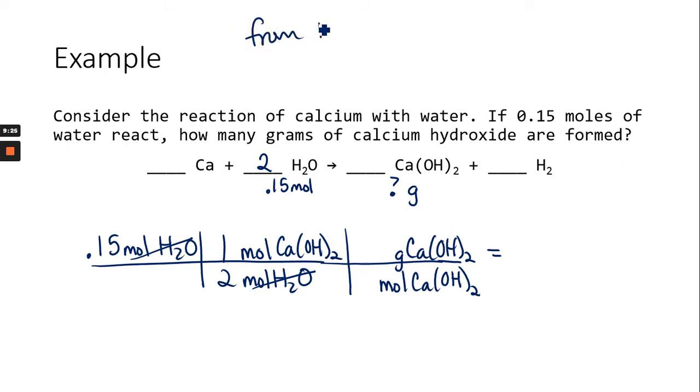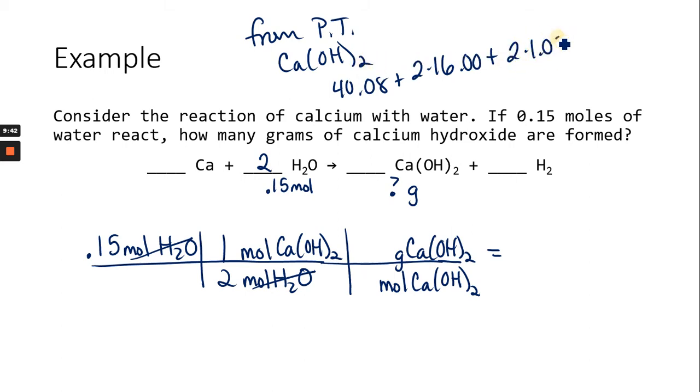From the periodic table, we're going to add the masses of calcium, oxygen, and hydrogen. So calcium plus you have 2 oxygens plus 2 hydrogens. So that gives us a mass of 74.096. So that's how many grams are in 1 mole.